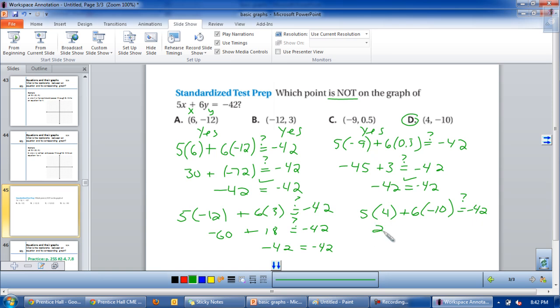5 times 4 is 20. Plus 6 times negative 10 is negative 60. We want to see if it's equal to negative 42. 20 plus negative 60 is negative 40. And does negative 40 equal negative 42? No. So clearly we see that this point right here is not on the graph of that equation.